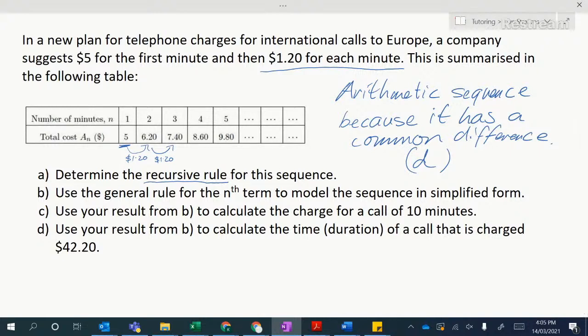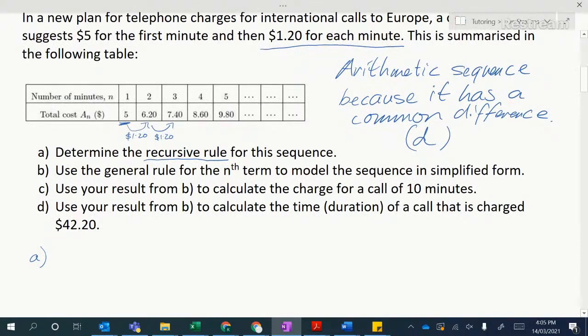If you know what you're doing there, I'd like you to go ahead and try and answer part A. If you are looking at that question and going, I've never heard of a recursive rule in my life, I will give you a little hint. There's your hint if you don't know what a recursive rule is. That's the general format it takes.